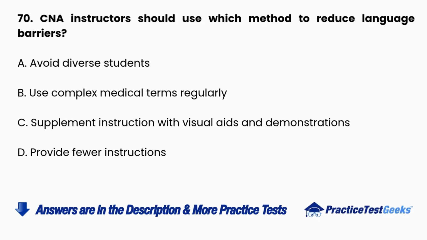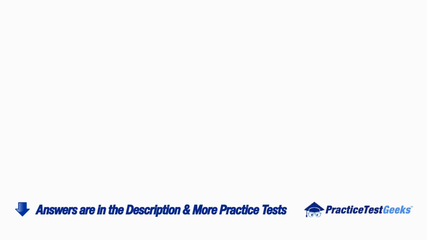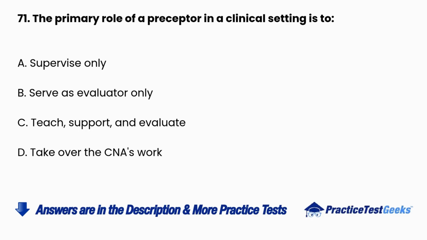70. CNA instructors should use which method to reduce language barriers? A. Avoid diverse students. B. Use complex medical terms regularly. C. Supplement instruction with visual aids and demonstrations. D. Provide fewer instructions. 71. The primary role of a preceptor in a clinical setting is to A. Supervise only. B. Serve as evaluator only. C. Teach, support, and evaluate. D. Take over the CNA's work.